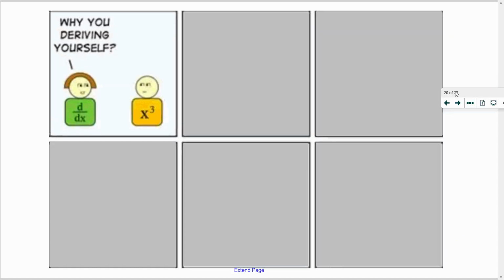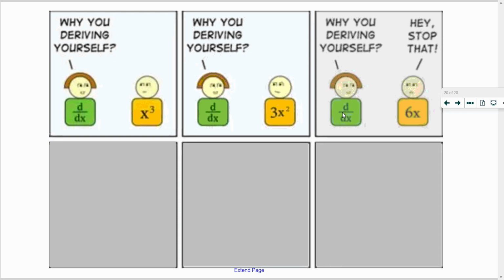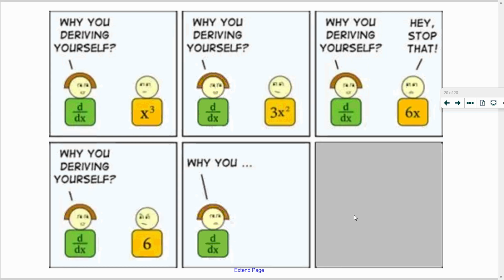Okay, so now that you've applied the power rule and you know how to do it, maybe you'll appreciate this joke here. So the derivative operator says to x cubed, why are you deriving yourself? The derivative operator says to 3x squared, why are you deriving yourself? The derivative operator says to 6x, why are you deriving yourself? And then the derivative operator says to 6, why are you deriving yourself? Why are you? It's all gone. You guys get that? Now that you know the power rule, derivative of 6 is 0, so it disappears.